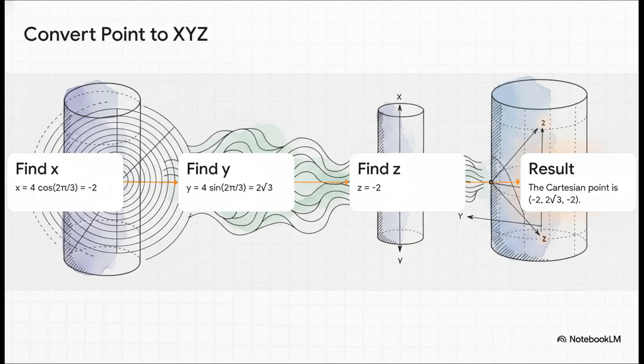So let's take the point (4, 2 pi over 3, negative 2). We literally just grab our conversion formulas and plug everything in. For x, we need r times cosine of theta, so that's 4 times the cosine of 2 pi over 3, which gets us negative 2. For y, it's r times sine of theta, or 4 times the sine of 2 pi over 3, which is 2 times the square root of 3. And z? Well, z is just z, so it stays negative 2. And there you have it. Our final point is (negative 2, 2 root 3, negative 2). It's a straight plug and play.